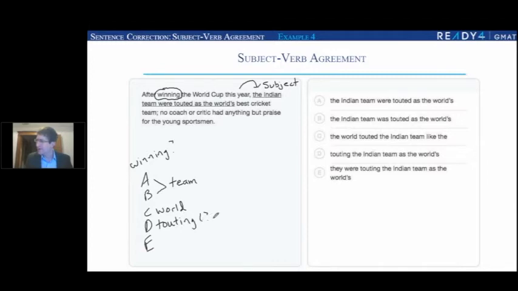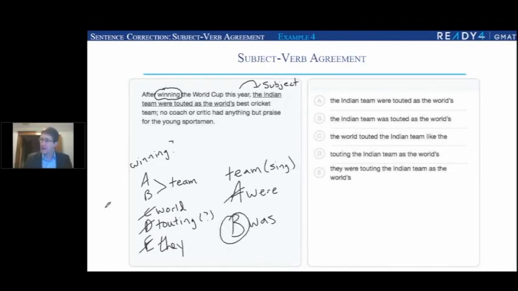I don't know about that one. And then in E, it's they. So who won the World Cup? The team, the world, touting or they? Well, definitely it's the team. Then between A and B, we have this issue, which is whether team is singular or plural. And again, it's U.S. English. Absolutely, team is singular, so we have to eliminate plural, and B is the correct answer. The team was. Okay, so pretty nice.